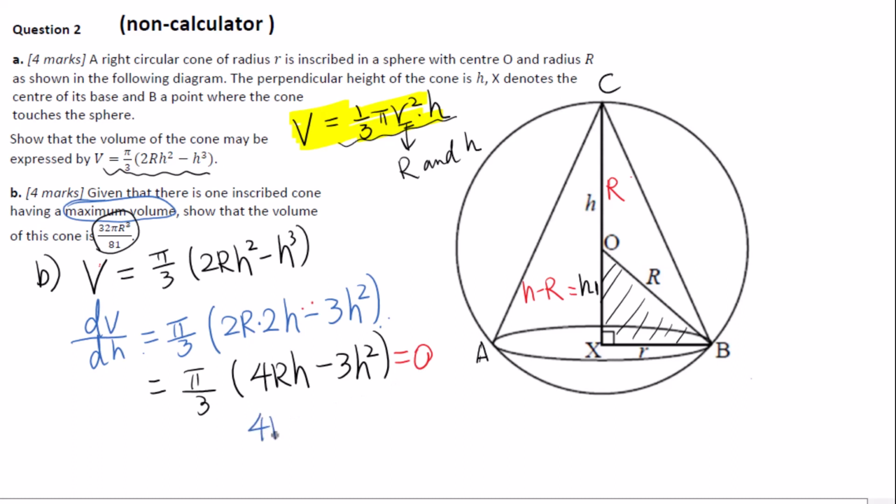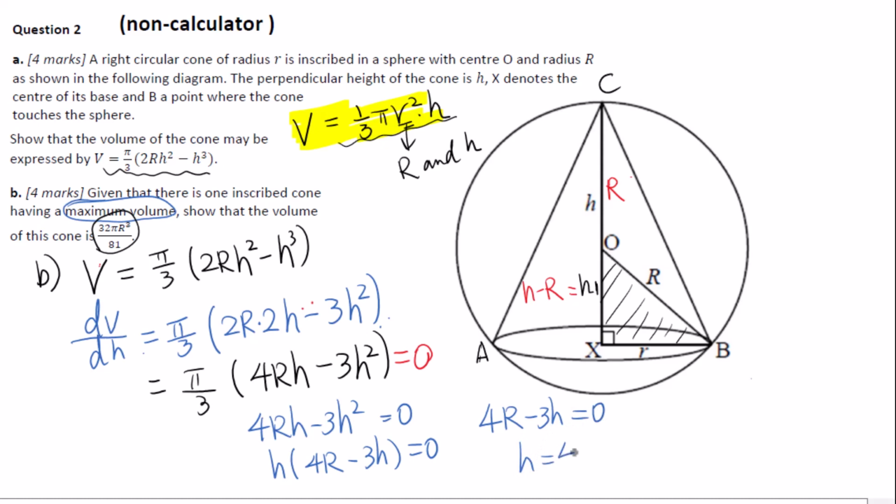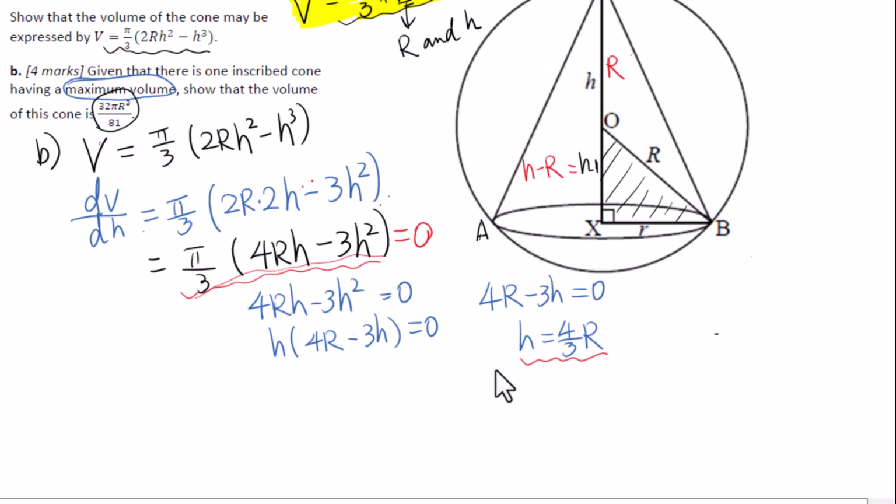So we have 4Rh minus 3h squared equals 0. Common factor is h: h(4R minus 3h) equals 0. h cannot be 0. So we have 4R minus 3h equals 0, and h equals 4/3 R. We will substitute h equals 4/3 R into this formula.